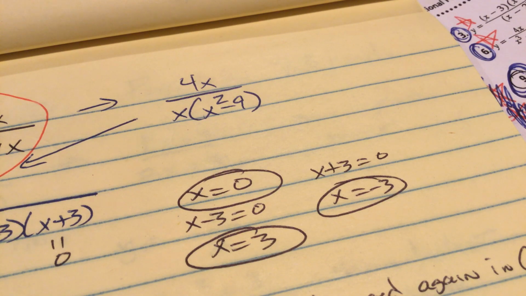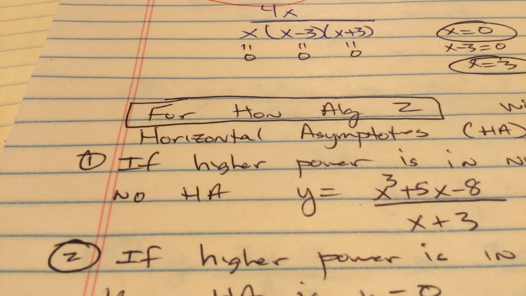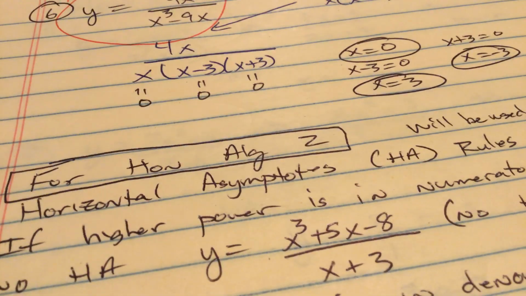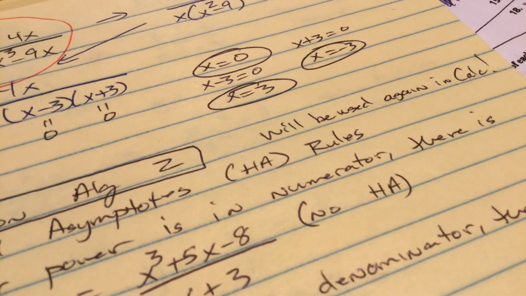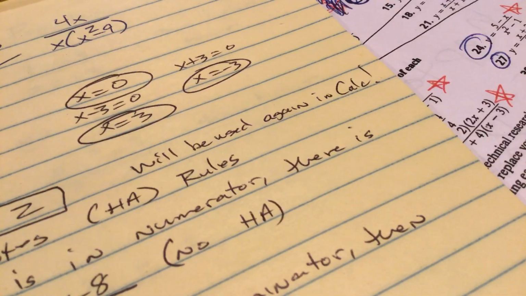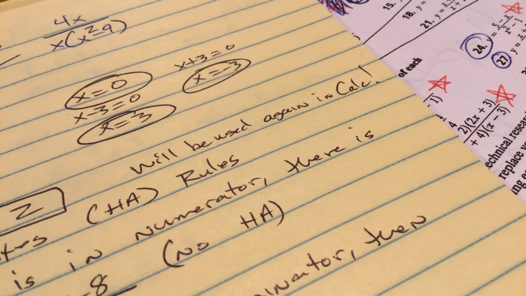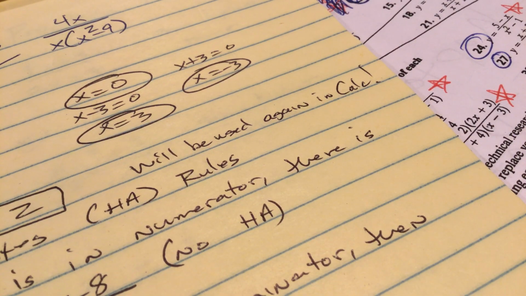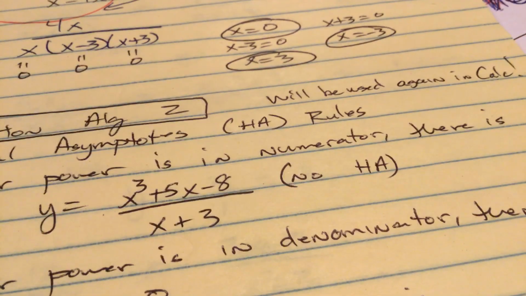Now, all of you were to do numbers 1 through 6. This next section is for Honors Algebra 2 only. Write this down, Honors Algebra 2. Horizontal asymptotes. Asymptote is a funny word. This will be used again in calculus, big time, when we talk about limits as x goes to infinity. Horizontal asymptotes, HA, the rules.